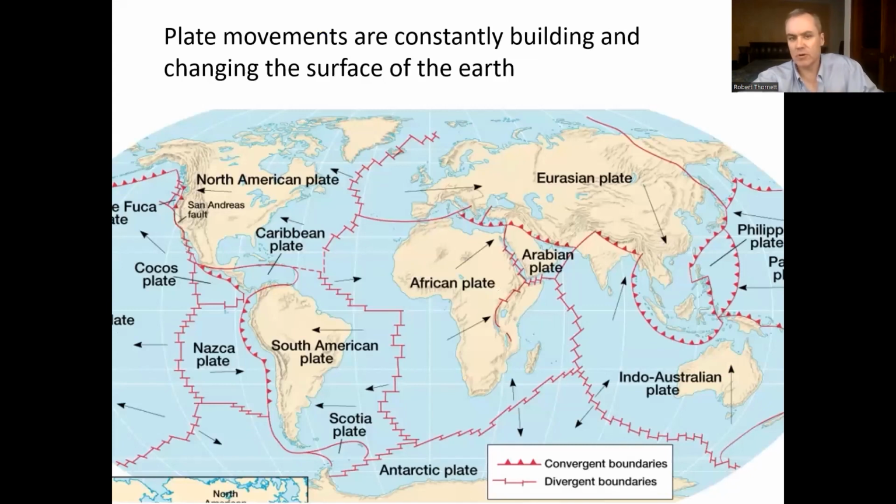So as we look at transform and convergent boundaries, we can see now the Earth is very dynamic. It's always changing and new landforms can be built. And these are some of the ways that nature is always shaping the Earth.